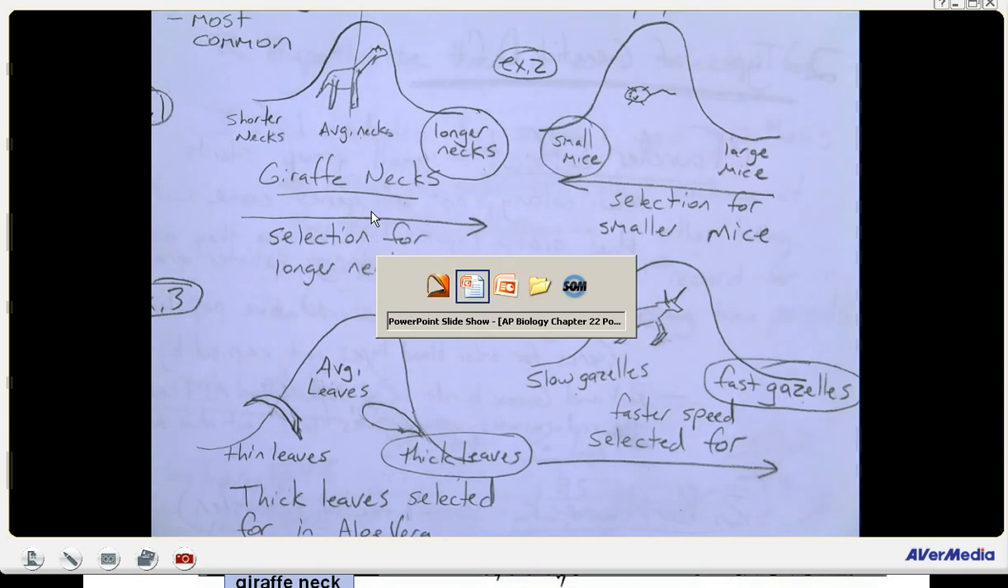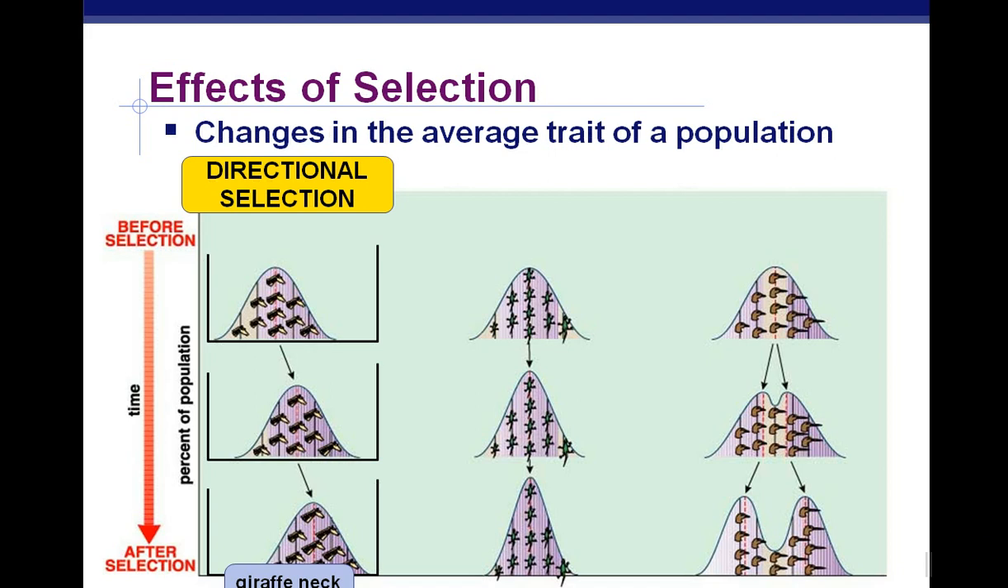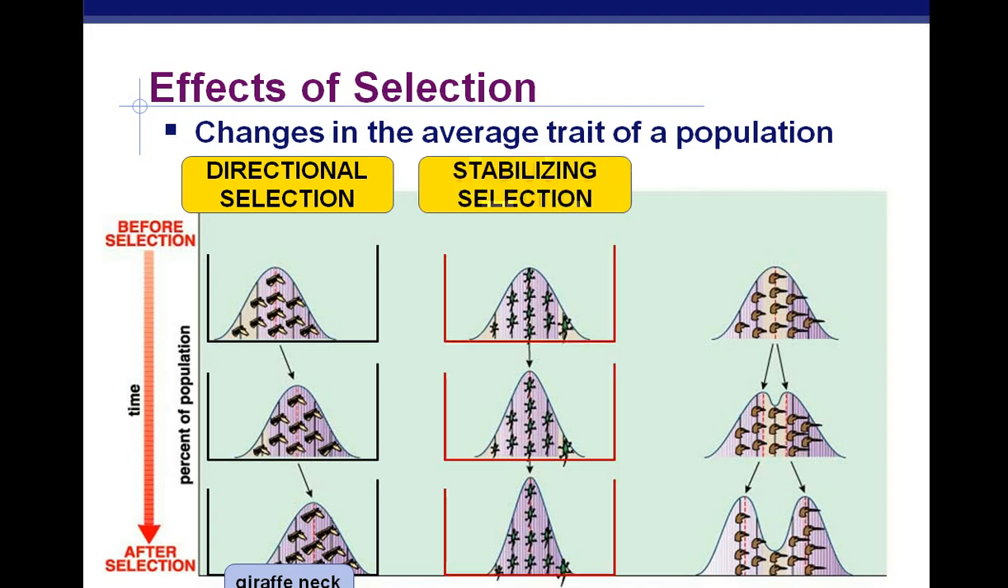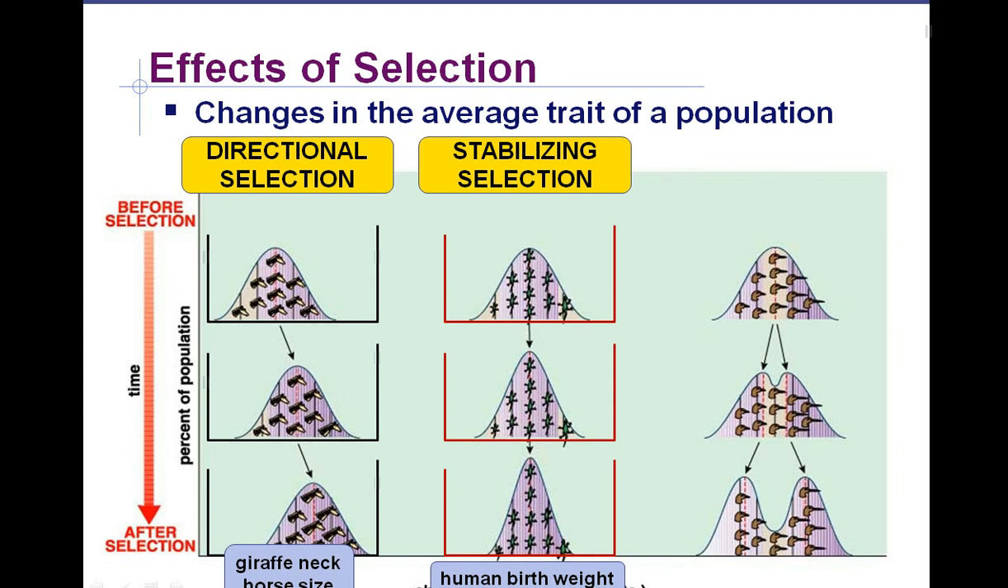Back to our notes. The second type of selection is called stabilizing. In stabilizing selection, we're selecting for the average, and the extremes do not have a survival advantage. A classic example would be human birth weight, and that's hard to read there, so we're going to bring this down just a little bit.